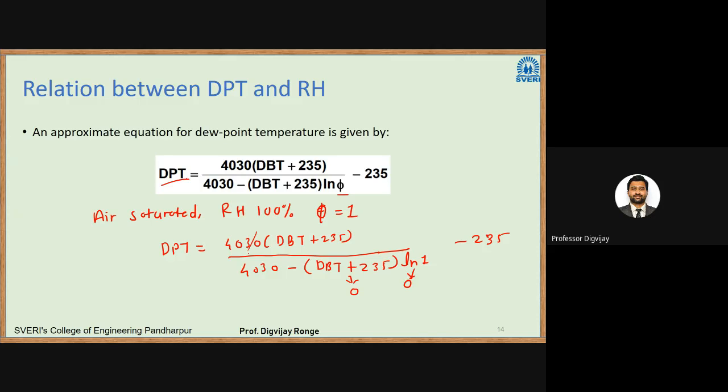As this reduces to 0, this whole term will reduce to 0. So the 4030 will cancel. What will remain here? It is DBT plus 235 minus 235.